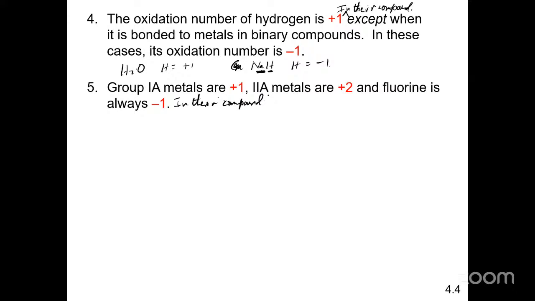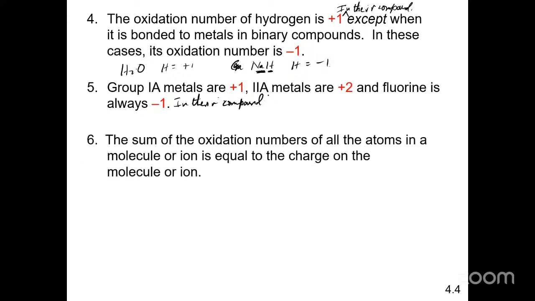Group 1A metals like lithium, sodium, potassium, and so on, when combined with other elements, have an oxidation number of +1. Elements such as magnesium, beryllium, calcium, and so on in group 2A, when combined with other elements, have an oxidation number of +2. And fluorine combined with anything will have an oxidation number of -1. Okay, so that's rule number 5.